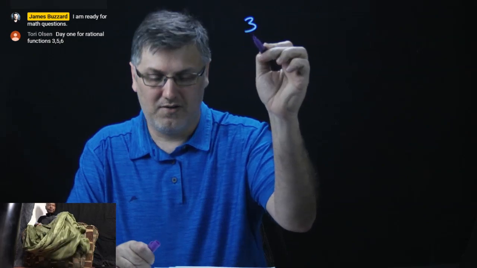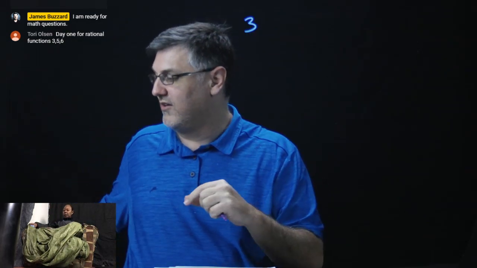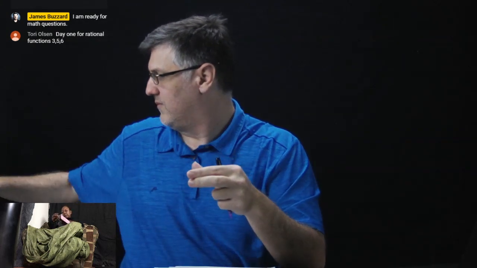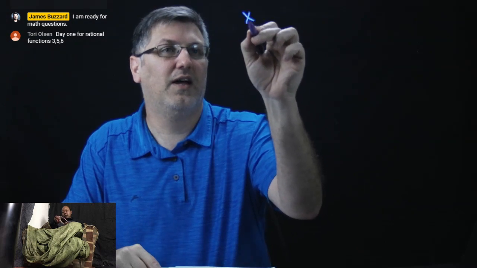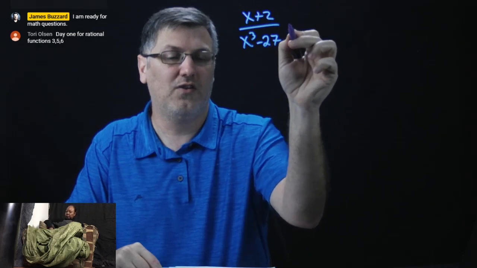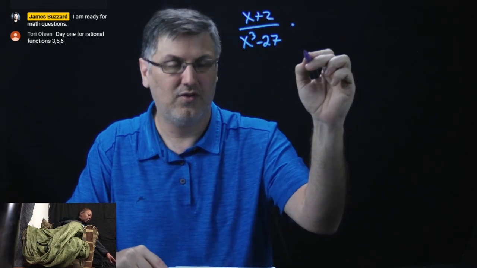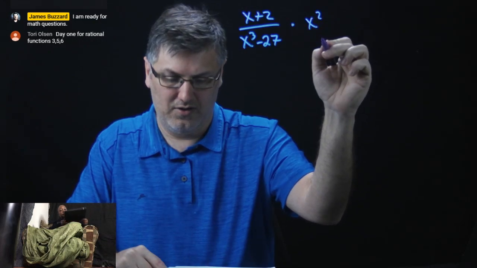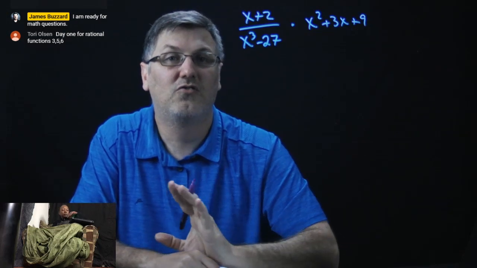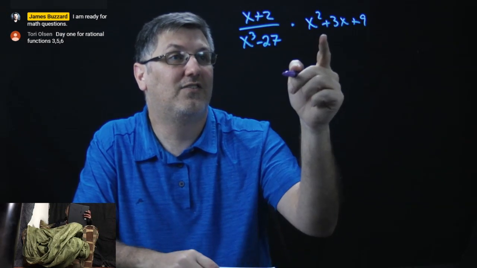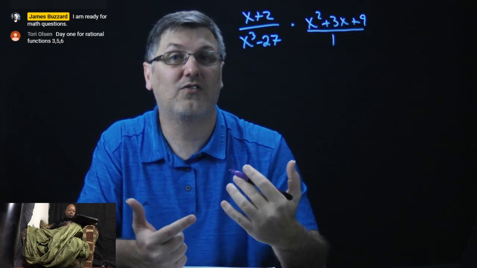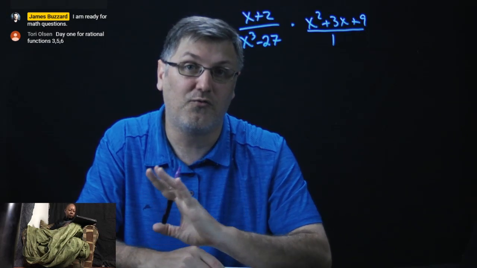All right, number 3. I don't know why I wrote 3; it doesn't even have a 3 in it. All right, here we go. We have (x plus 2) over (x cubed minus 27) times (x squared plus 3x plus 9). Okay, so right off the bat, I see that this is not a fraction, so I'm going to write it as a fraction, just put this over 1. I'm going to look to see if I can simplify, but the first thing you have to do is factor everything.